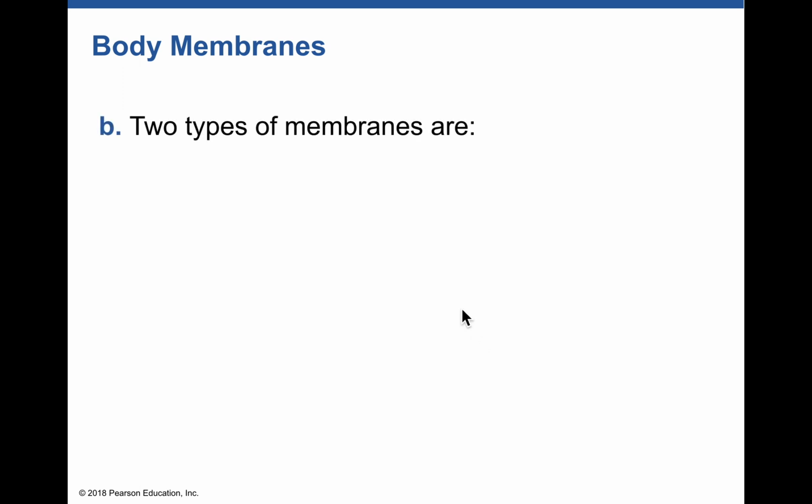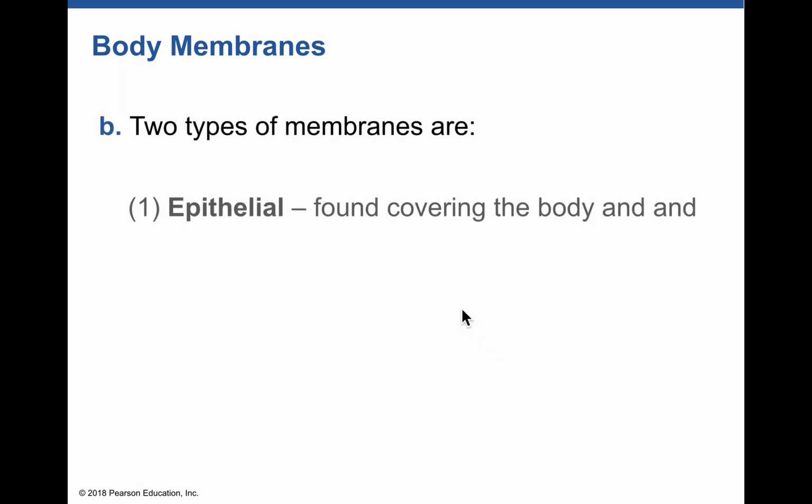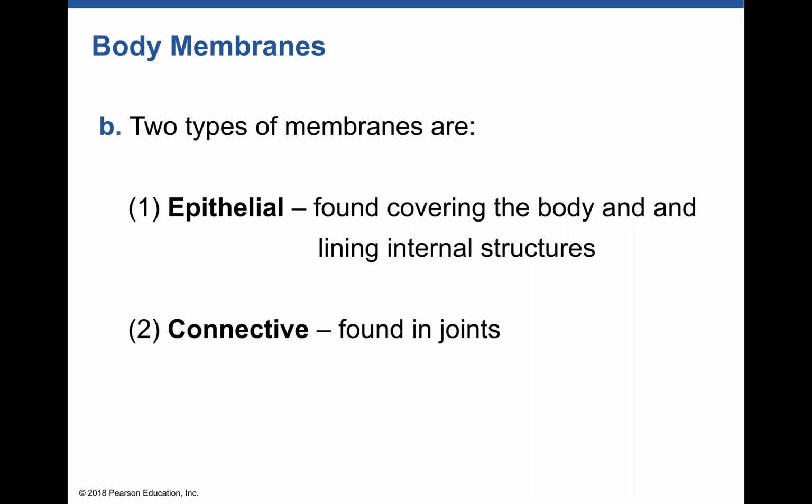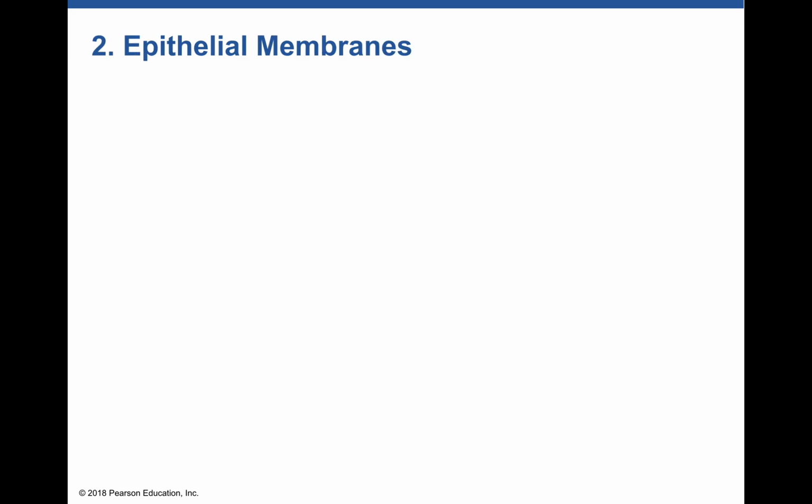Now, there are two types of membranes. The first is called epithelial membrane. Epithelial membranes cover the body and line internal structures, like that liver that we just saw, or line cavities. Connective membranes are the second major kind of membranes, and they are found in joints in your body. Joints are where two bones meet. We typically think of a joint as a moving thing. There are areas where bones meet that don't move, and those are joints too. But what we're talking about here with connective tissue is in joints that move. So those are the two main types.